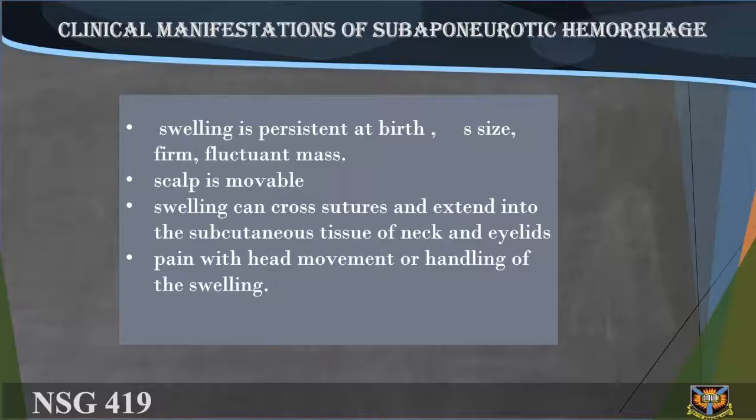Clinical manifestations: the swelling is persistent at birth, increases in size, and is a firm fluctuant mass. The scalp is movable rather than fixed. The swelling can cross sutures and extend into the subcutaneous tissue of the neck and eyelids. The baby experiences pain with head movement or handling of the swelling.